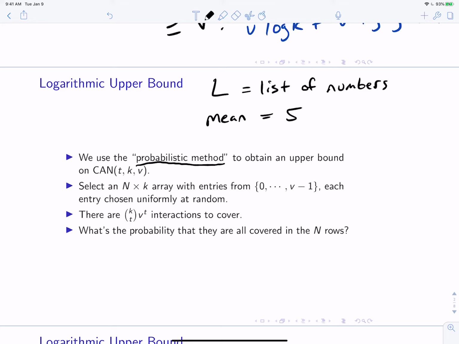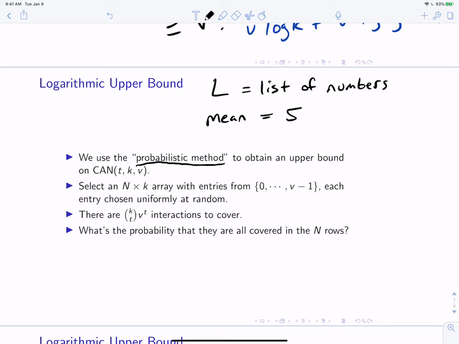In fact, there is something. Yeah, go ahead. Maybe you can guarantee that there's some number that's either less than 5 or greater than 5. Yeah. So if the average is 5, can you say with certainty that there's some number at least 5 in the list? Yeah. What about a number that's at most 5?